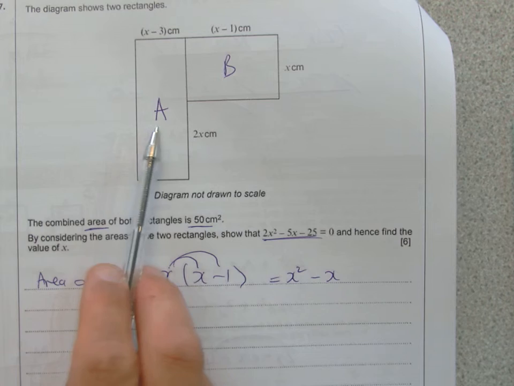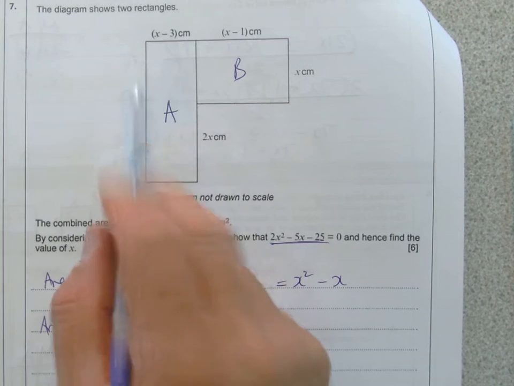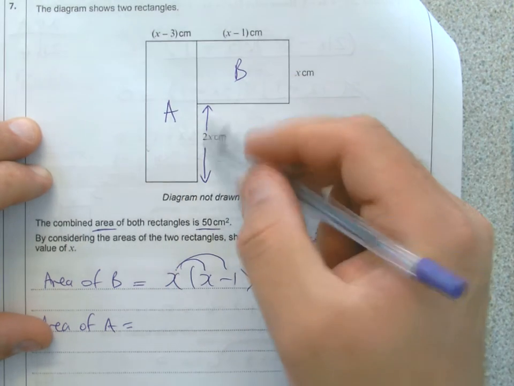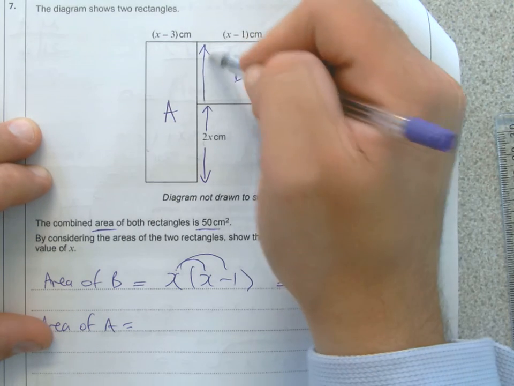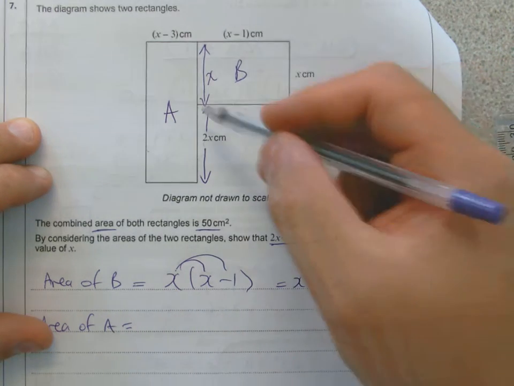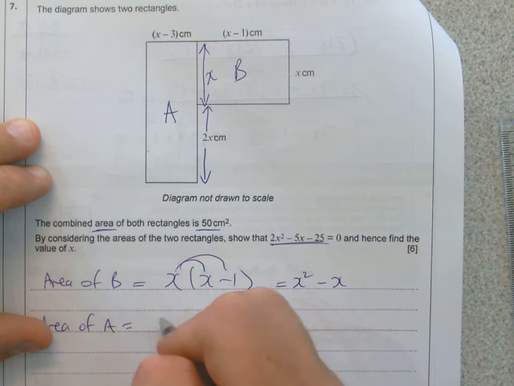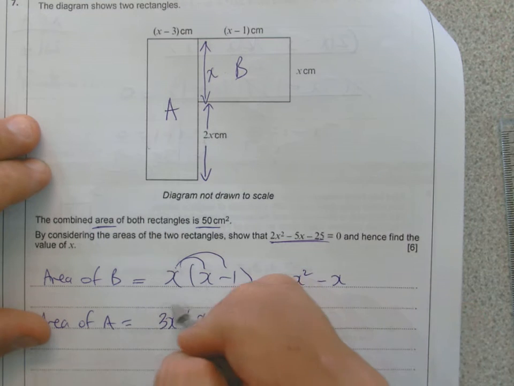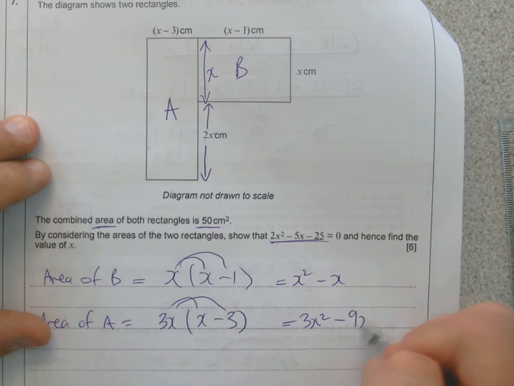Area of A then. Now for area of A, we need the length, don't we? Now we've got the width, x minus 3, but we need this length. And I hope you could see here, they've told us this is 2x. But also, if you think about it, because we've got x here, this is going to be x on the other side of that rectangle. So then we've got the whole length of A, it's going to be those two combined, 3x. So we'll have 3x as the length times the width, x minus 3. So multiply them out: 3x times x is 3x squared, 3x times 3 is minus 9x.